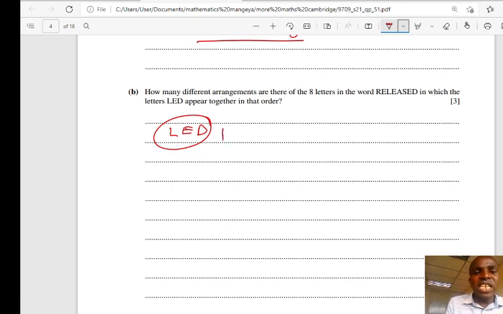What will be left here is R. We have another E here, and we have an A. We have an S, and we have another E. So this one you treat as one item. It's a single item. Then it will be 1 here, then 2, 3, 4, 5, 6. So there are 6 items in this case.